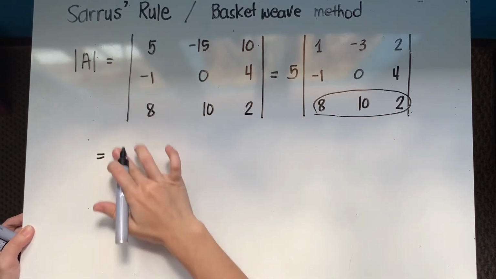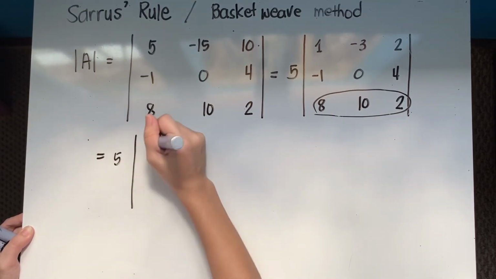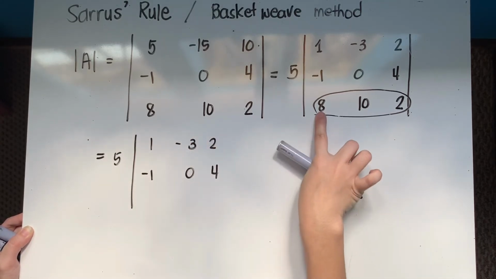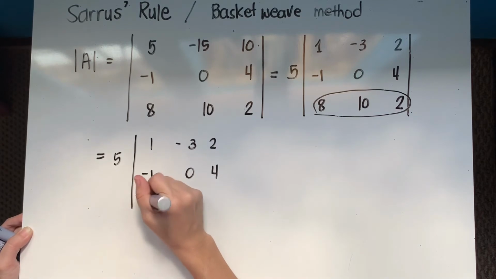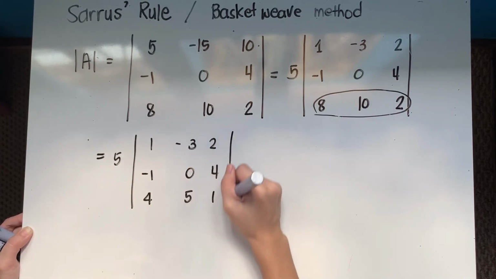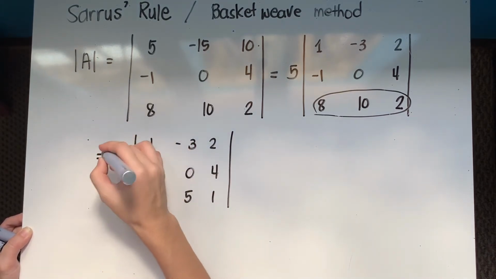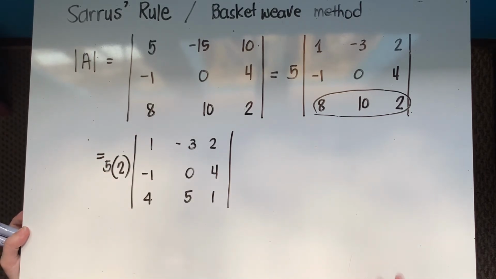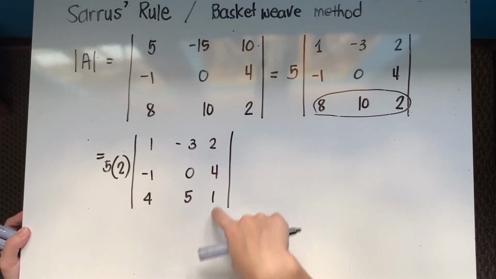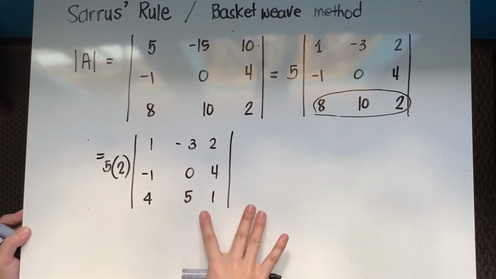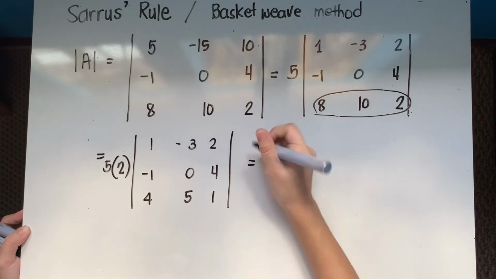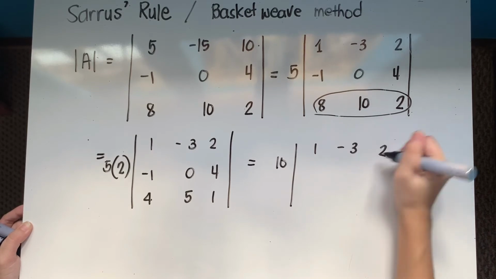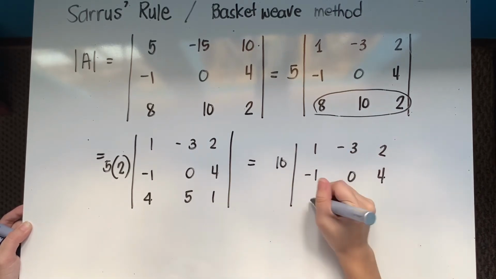So, we have 5 times 1, negative 3, 2, and then negative 1, 0, 4. And then I factor out 2 from here. That would be 4, 5, and 1. So, after factoring out 2, you'll have 2 multiplied to the determinant. Okay. But in this case, after factoring out 2, hindi na to multiples of 2. So, wala na akong makitang multiples. Therefore, that would be 10 multiplied by the determinant of 1, negative 3, 2, negative 1, 0, 4, and 4, 5, 1.